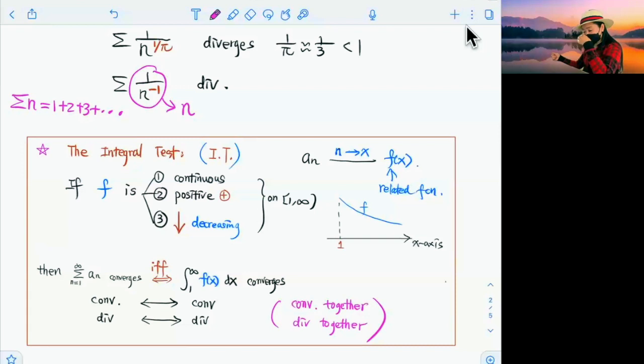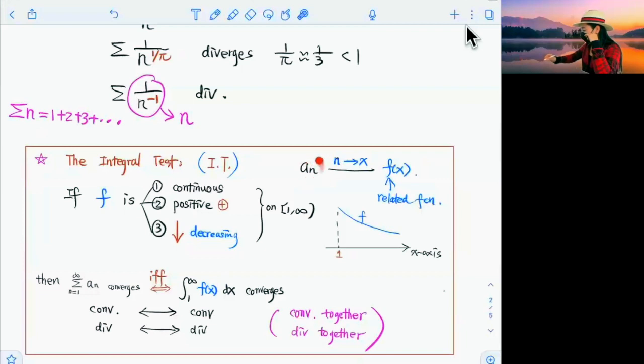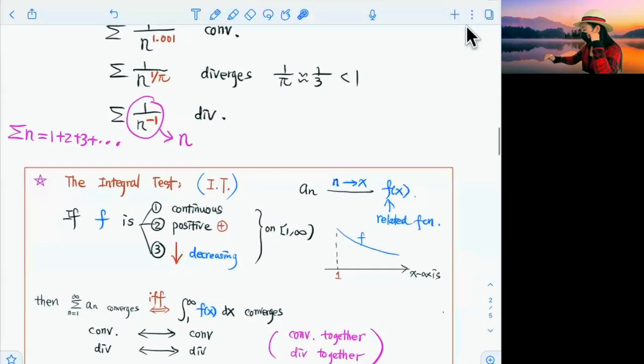You can make some very good observations. For the integral test to work, we have a series, and then we look at the related function. How do you get the related function? You replace the n over here by x. If the related function satisfies 3 conditions, what are they? Number 1, it has to be continuous. What does continuous mean? It means the graph has no break. It's not broken. Number 2, it is positive.